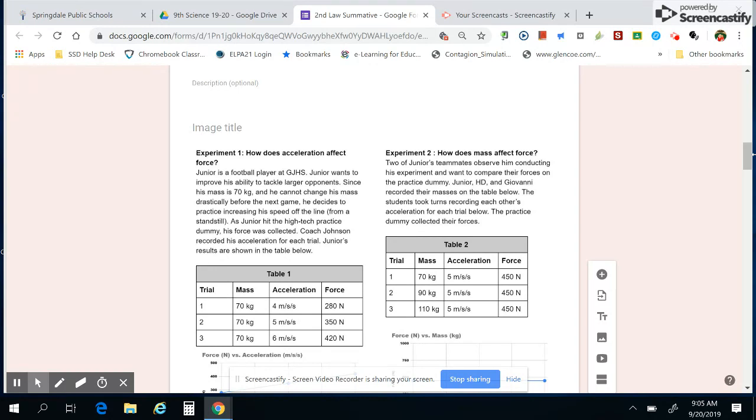Since his mass is 70 kilograms and he cannot change his mass drastically before the next game, he decides to practice increasing his speed off the line from a standstill. As Junior hits the high-end practice dummy, his force was collected. Coach Johnson records his acceleration for each trial. Junior's results are shown below.